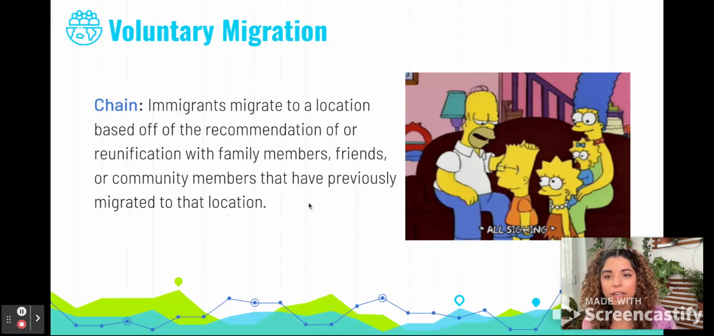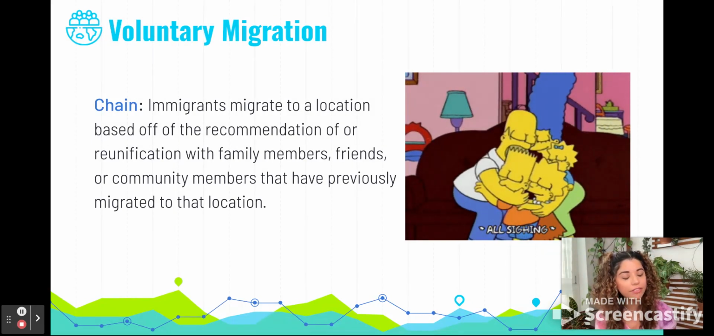So next we have chain migration. Immigrants migrate to a location based off a recommendation of a family member, or maybe to reunite with family members, friends, and other people who are from their home region. The knowledge and the experience of these people who've literally gone before them help them, and they tend to follow that same pathway, right? That same origin to the same destination. So it creates that chain.